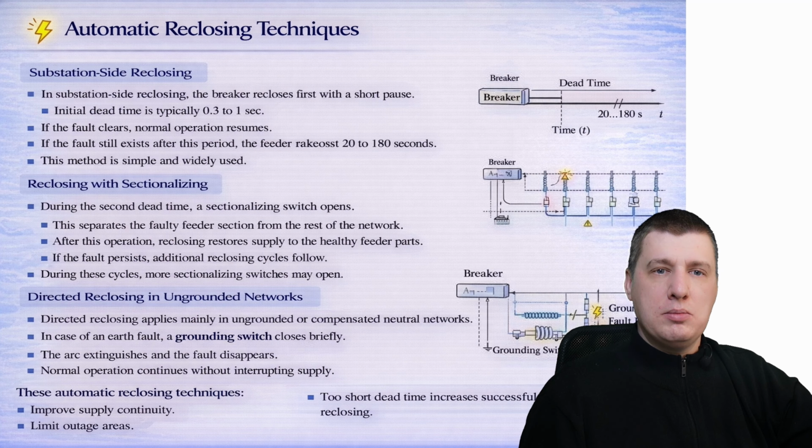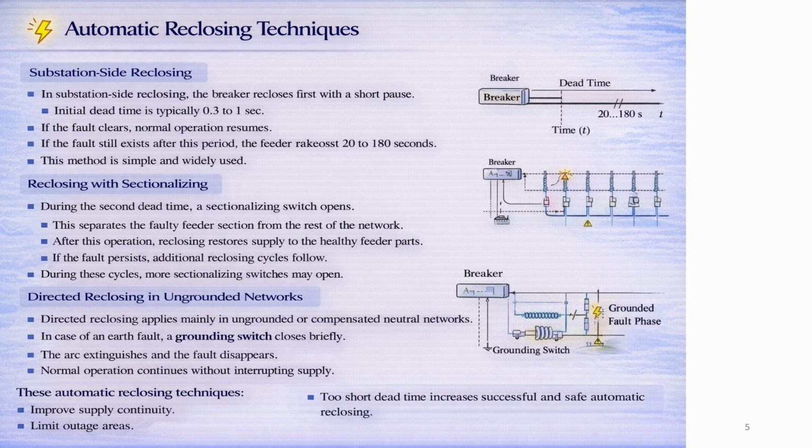During the second dead time, a sectionalizing switch opens. This separates the faulty feeder section from the rest of the network. After this operation, reclosing restores supply to the healthy feeder parts. Only the faulted section remains disconnected.